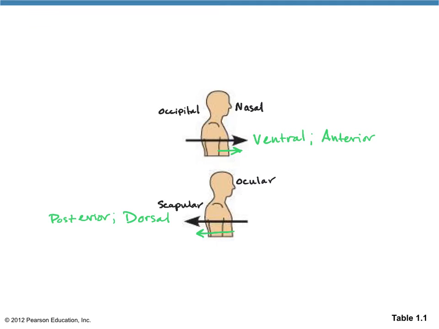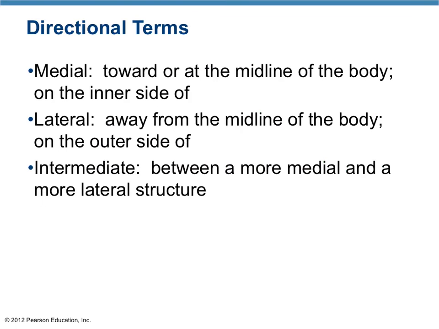When we use these words in a sentence, for example, we can say that the nasal region is ventral or anterior to the occipital region because it's on the front side of the body. Alternatively, we can say that the scapular region is dorsal or posterior to the ocular region because it's on the back side of the body, or further to the back of the body relative to the ocular region.